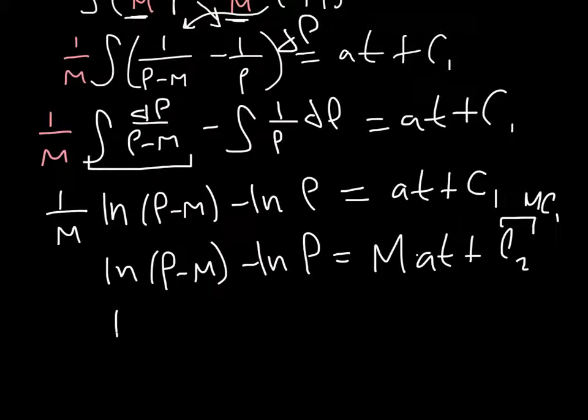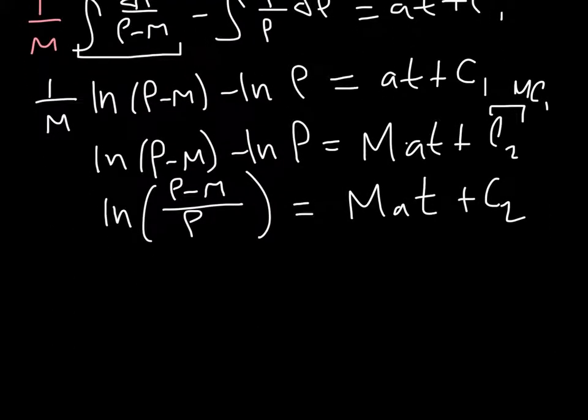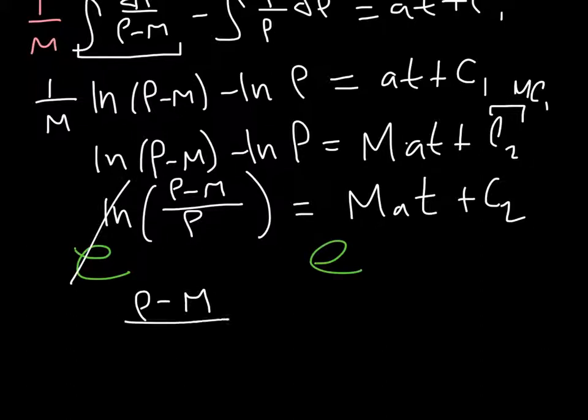And the quotient rule tells us that the natural log, since we have a difference, is the natural log of p minus m over p, and this guy is the same, plus c2. And we can exponentiate both sides. We're exponentiating both sides because these guys are inverses. So I'm left with this quantity, and I have the following: e to the m at.